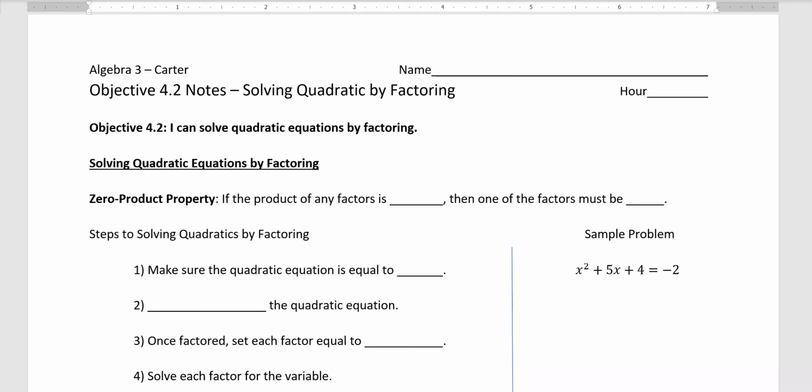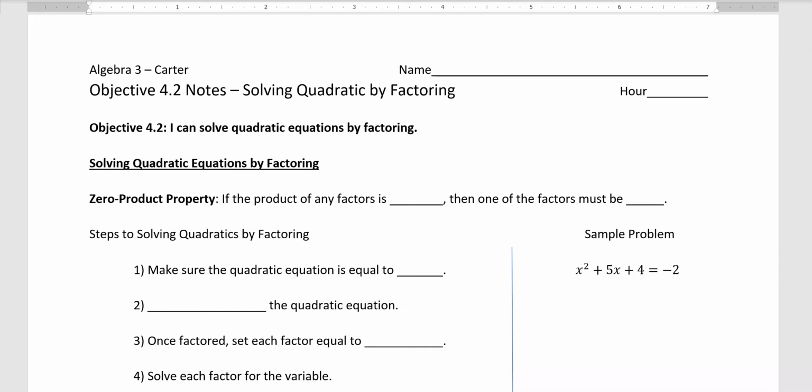If you haven't watched the 4.1 video yet, definitely do that. That goes through the process of factoring, making sure we understand that. Solving by factoring is really straightforward if we're good at factoring, all right? So if we're struggling with factoring, solving by factoring will obviously still be a bit of a challenge.